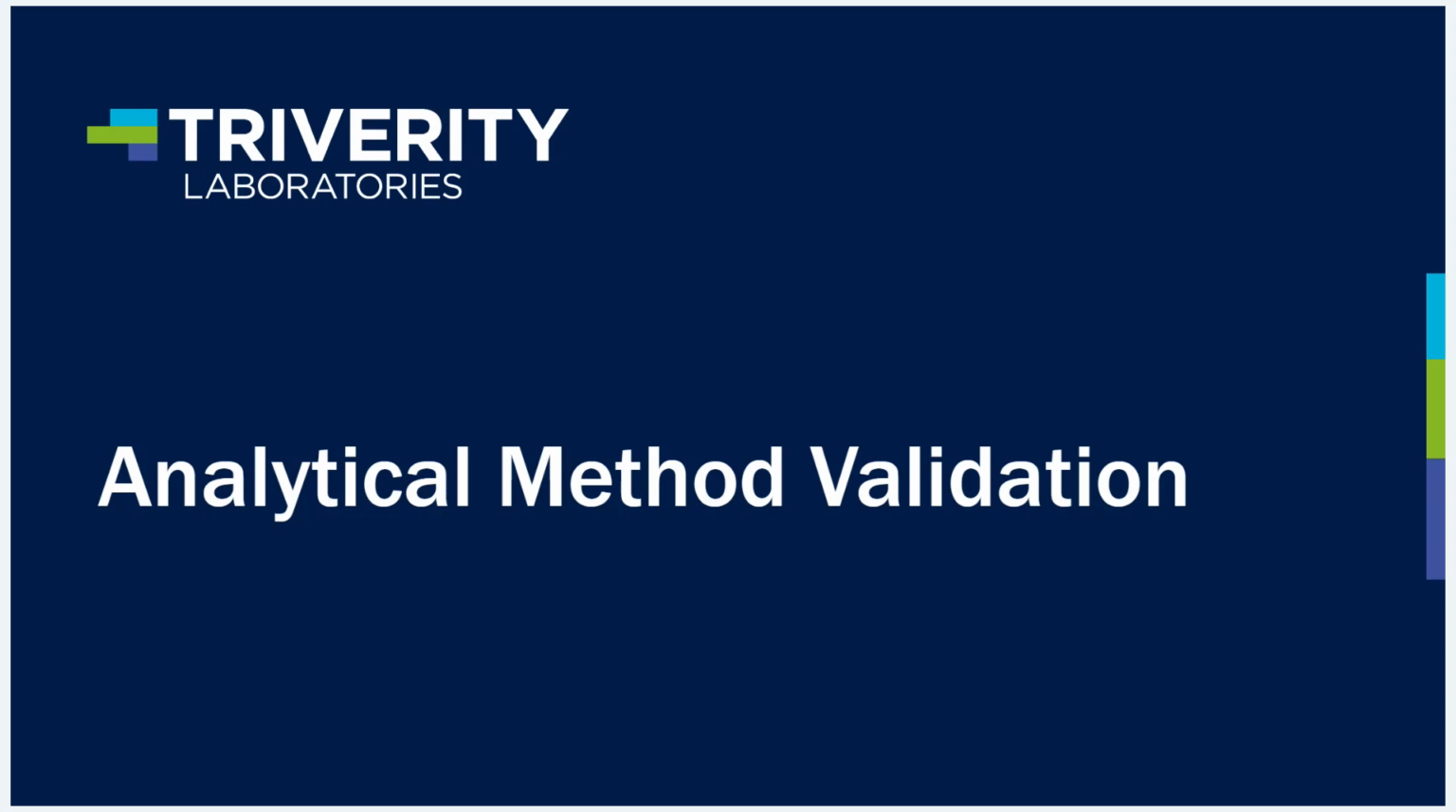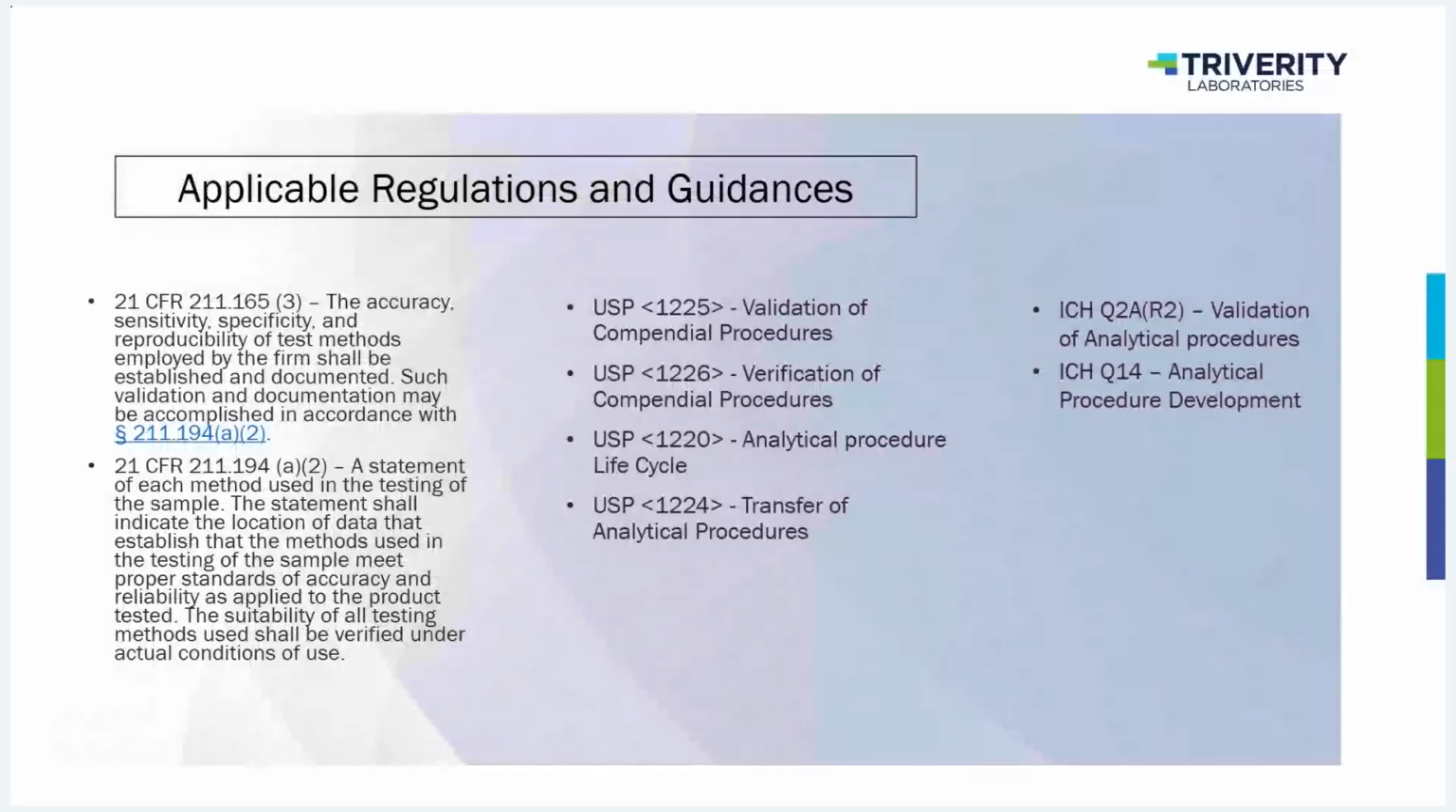The applicable regulations for method validation, 21 CFR Part 211.165, Section (e), states that the accuracy, sensitivity, specificity, and reproducibility of test methods employed by the firm shall be established and documented. Such validation and documentation may be accomplished in accordance with 211.194, which I have below, and that is the laboratory records section.